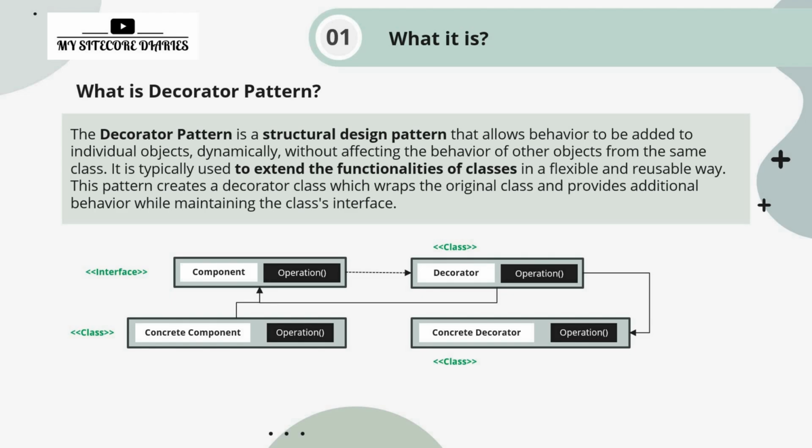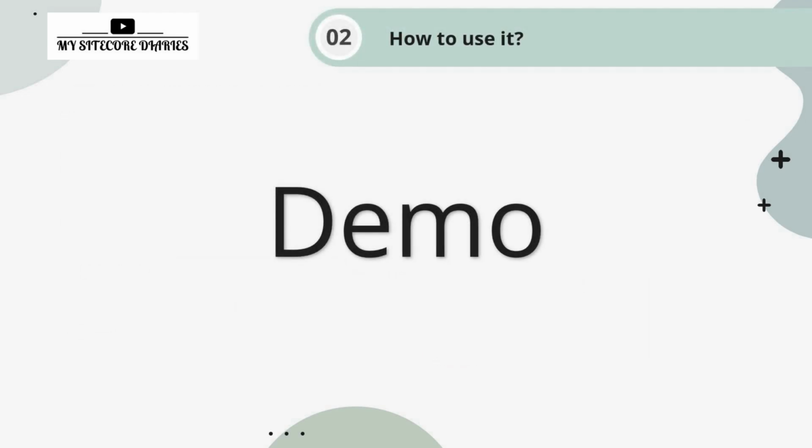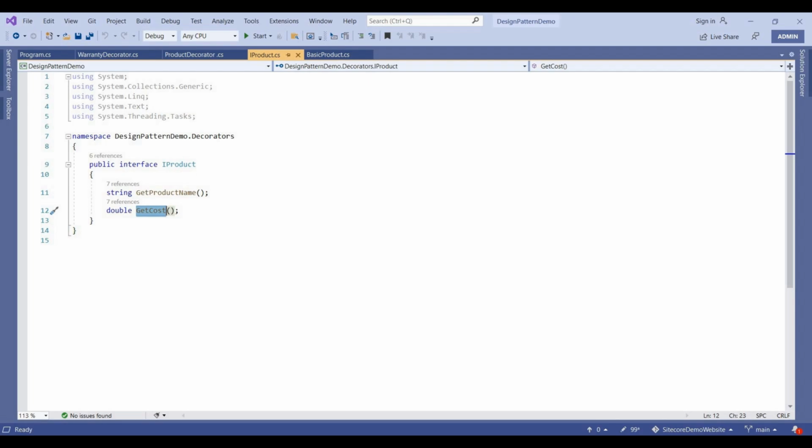Okay, so we'll go into the demo and see what a decorator pattern is, and let's see how it is implemented with the example in C#. I am in the Visual Studio. Let's see how the decorator pattern is implemented.